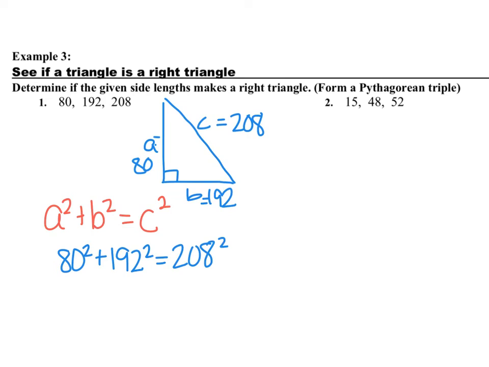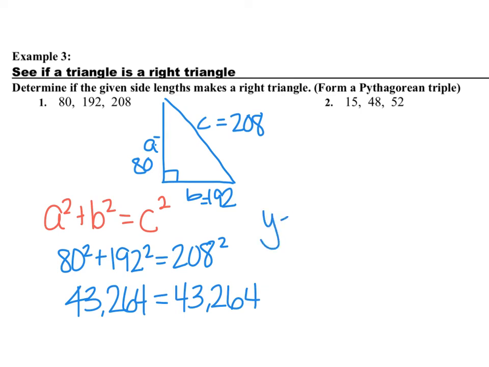So 80 squared plus 192 squared is equal to 43,264. And 208 squared is also equal to 43,264. So because these are equal, is this a right triangle, or does it form a Pythagorean triple? The answer to that is yes. All right, let's take a look at the next example.